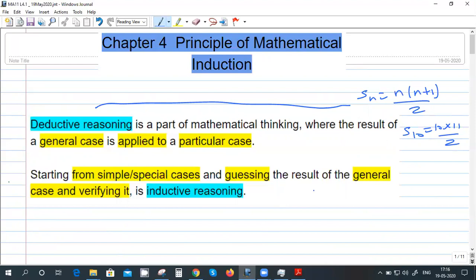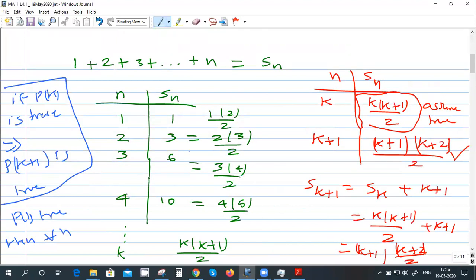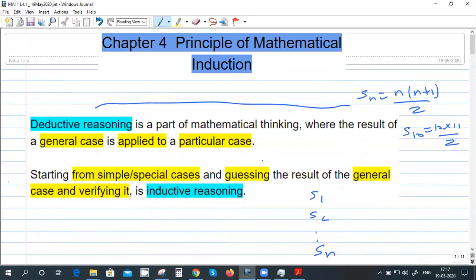But inductive reasoning is the opposite. I know S1, I know S2. So from that I have to generalize for Sn. That's what you've done here, right? I got the result for S1, S2 up to S10 or S4. From that I'm trying to prove it is true for any value of n. So this way of reasoning is called inductive reasoning. From a particular case, I'm getting the result for a general case. That is induction. Is it clear? Yes, sir.